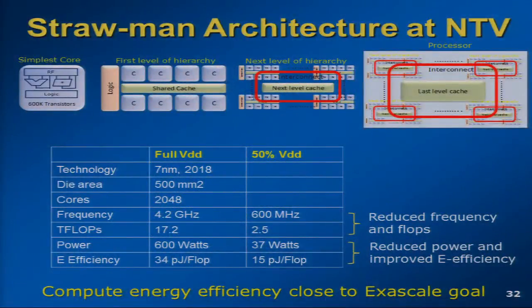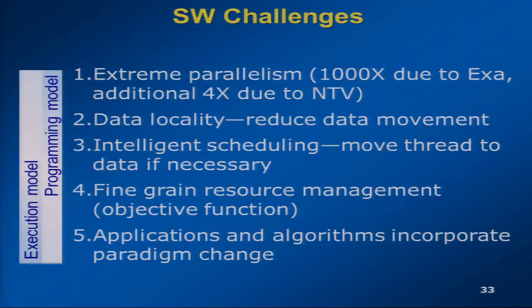So if you look at the strawman architecture for something like NTV, you can apply NTV and you can take the 600 watts down to something like 37 watts. At 15 picojoule per flop, you're very close. You're coming very close to the goals that the UHPC has had. The software-wise, the challenges are simple. You got extreme parallelism, 1000x, simply because you're going from peta to exa, and 4x increase because you're going to use NTV operation. Data locality becomes very important.